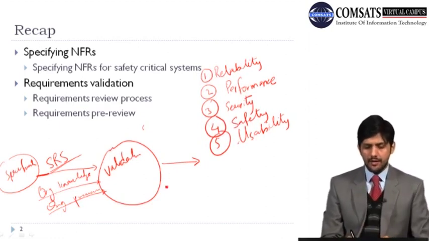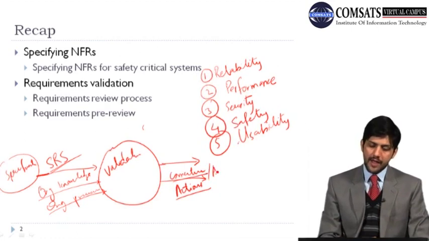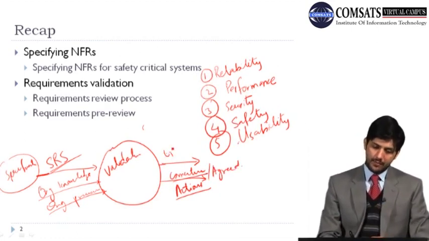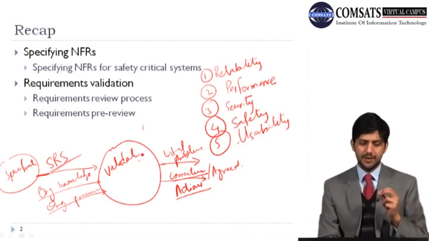And then what outputs do we get from validation? The outputs that we get from validation are corrective or agreed actions, and secondly, the list of problems for which we have to take these corrective actions. So there are two outputs and three inputs to this validation process.